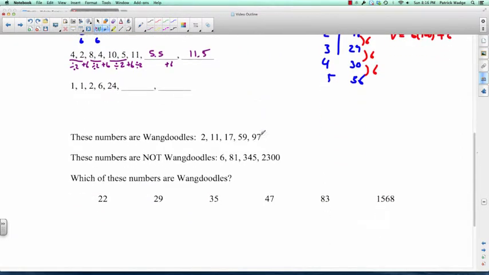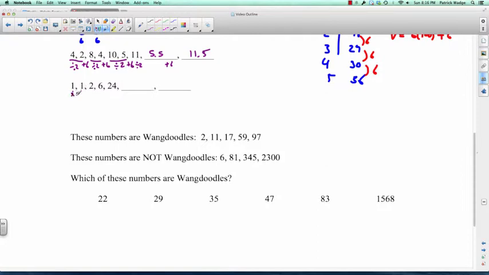Okay, next one. 1, 1, 2, 6, 24. Well, I could add 0 here, and add 1 here, and add 4 here, and add 18 here, but not sure if that's going to work. What else could you do to go from 1 to 1? Could divide by 1, but then 1 divided by what equals 2? Divided by half, this doesn't sound too encouraging.